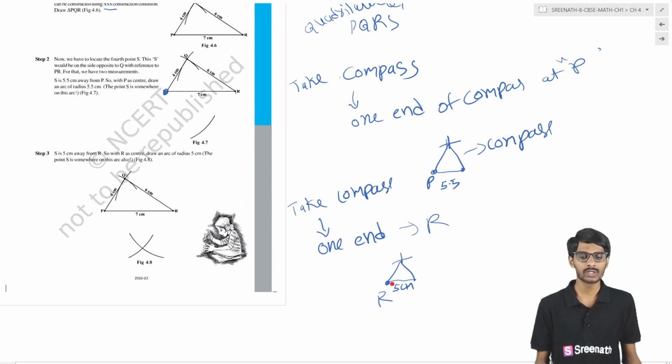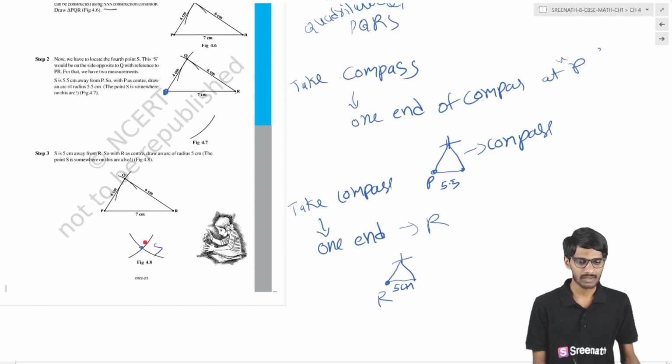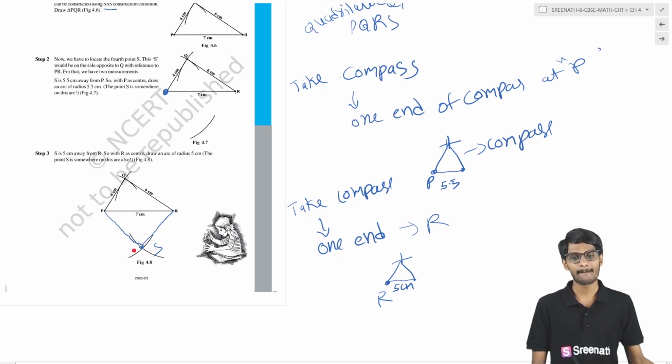So after doing it, these two arcs will intersect at one point, and this point is called the S point. From this point you have to draw a line segment like this, and from this point you have to draw a line segment. That is finally our quadrilateral PQRS, completed, students.